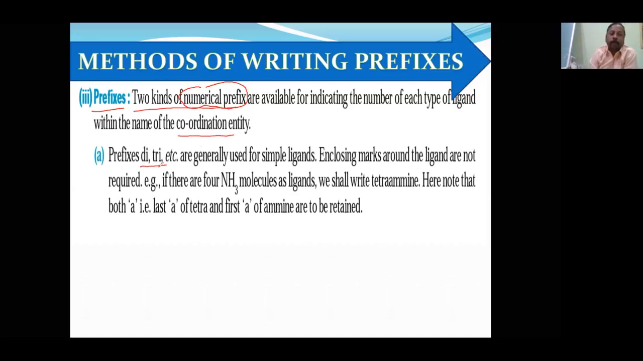The common one everybody knows: di, tri, tetra. Suppose ammonia is there three times, then the prefix tri will be used. If it is four times, then it is called tetraammine. Both the a of tetra and the a of ammine should be retained. You should observe this very minutely. A small mistake can give you -1 marks in place of +4 marks.